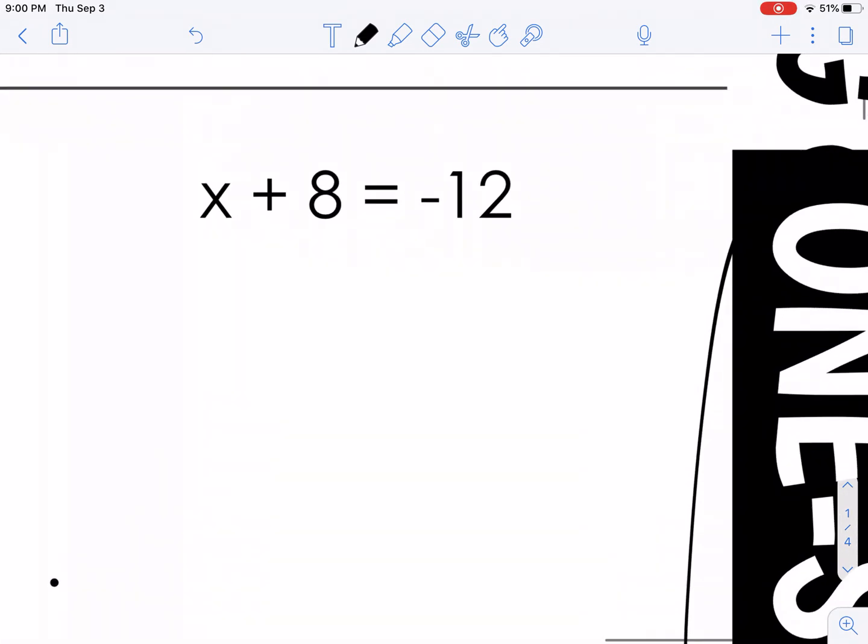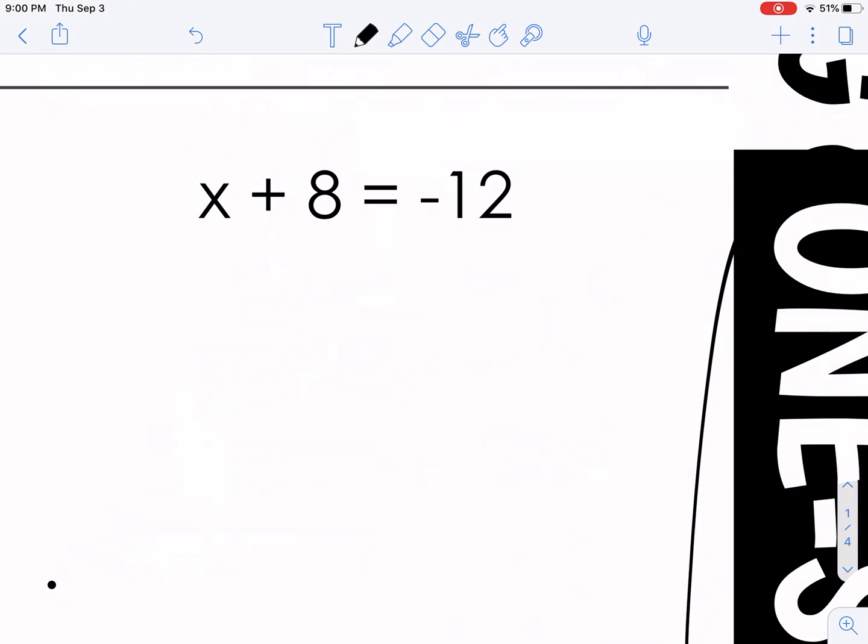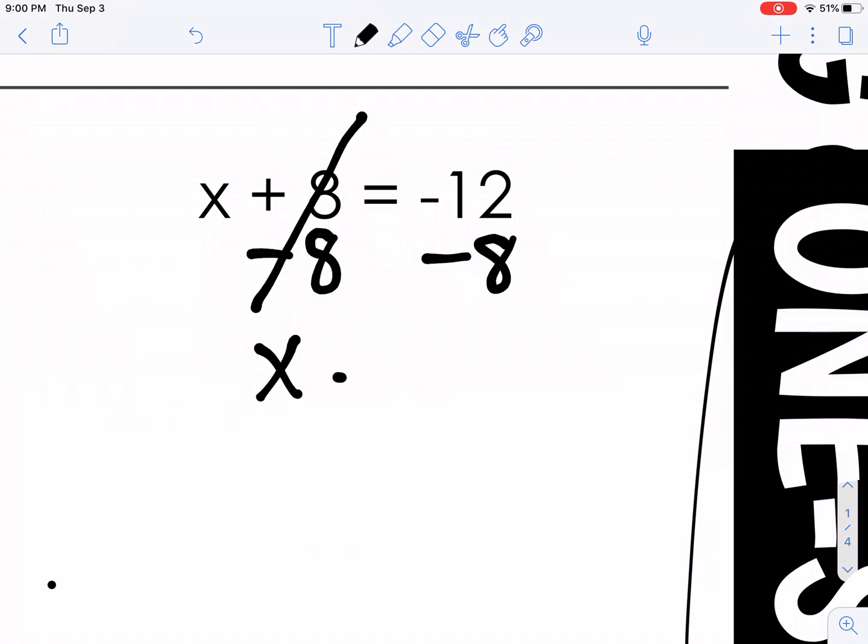Next example, again, I need to get x by itself, so I have to apply the inverse operations and move this number to the other side. What's the opposite of adding 8? Subtracting 8. But if I subtract 8, I need to apply the subtraction property of equality and subtract 8 from both sides. Okay, so we have our inverse operation here. It goes away and I get x.